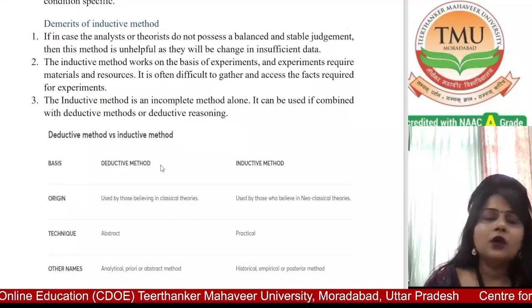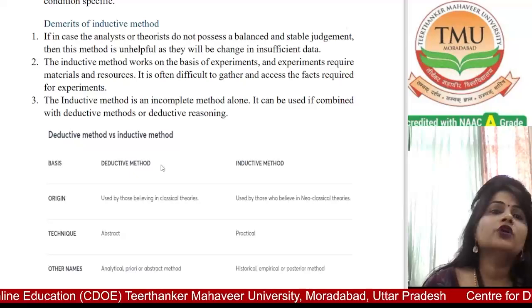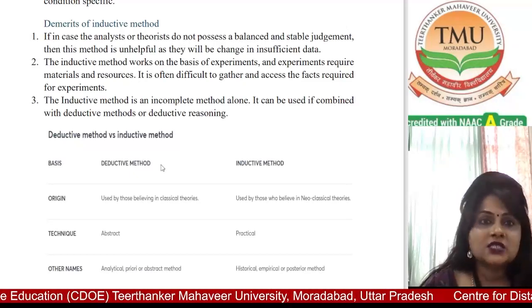Now, I think you have properly understood what the inductive method is, what its steps and merits are.